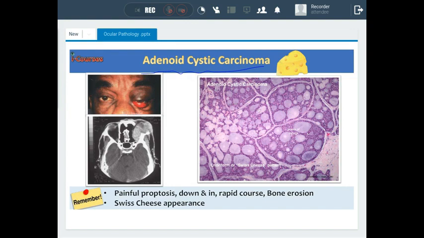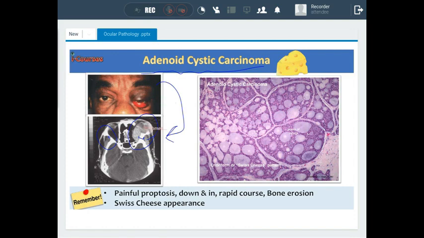For adenoid cystic carcinoma, patients are older, about 40 to 50 years old, presenting with rapid progressive onset of proptosis, downward and in dystopia, and severe pain. When imaging is done, you can see that there is bone erosion. Compare the lateral orbital wall here to the lateral orbital wall at the side of the lesion. You can find that there is hyperostosis. Again, compare the thickness of the lateral wall to the thickness here. There is hyperostosis and there are bone erosions, and this bone erosion is what causes the patient this severe pain.